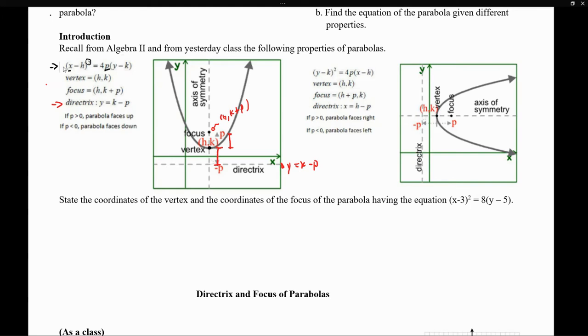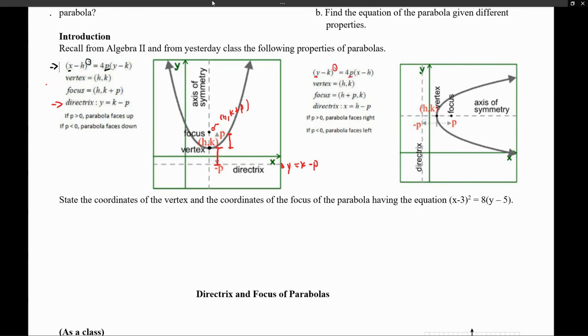And the same idea can be applied if our parabola is facing either left or right. Now the difference is that since my parabola is facing horizontally, meaning it is facing either left or right, my standard form is going to change a little bit. Y is the value that is being raised to the second power. And at least in this specific example, since it is facing to the right-hand side, I know that my p value is positive.